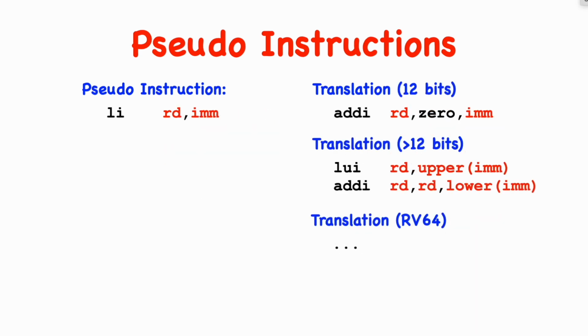Next, I want to talk about a very common and widely used pseudo instruction, the load immediate instruction, which just moves a constant value into some destination register.